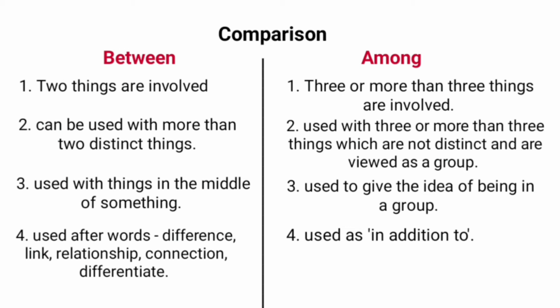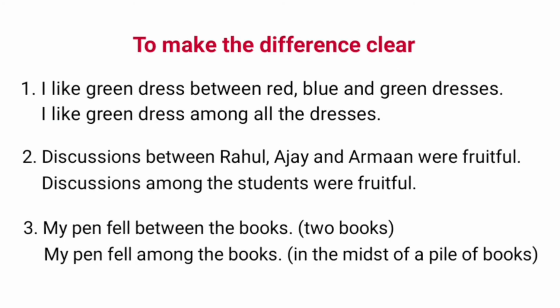Between is used after words difference, link, relationship, connection, differentiate. Among is used as in addition to. Look at these sentences to make the difference clear between and among.